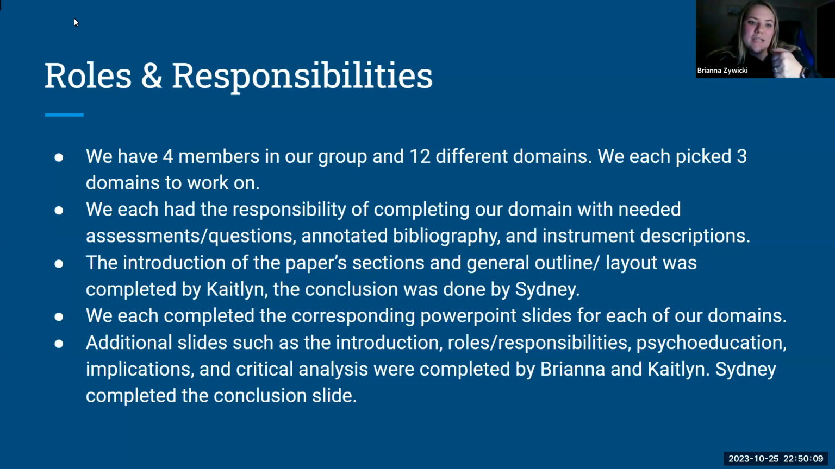We each then had to complete the corresponding PowerPoint slides for each of our domains. And then the additional slides, like the introduction, roles and responsibilities, psychoeducation, implications, all of those were completed by me and Caitlin. And then Sydney also completed the conclusion slide as well.